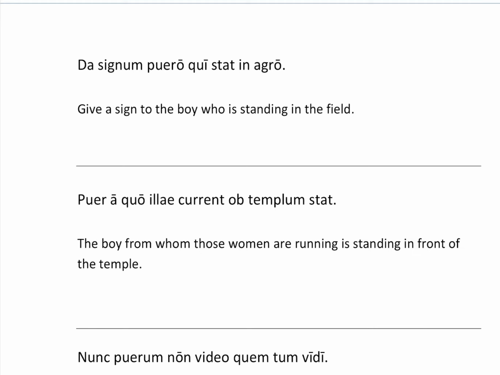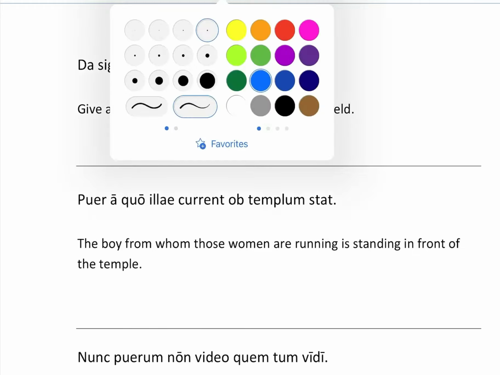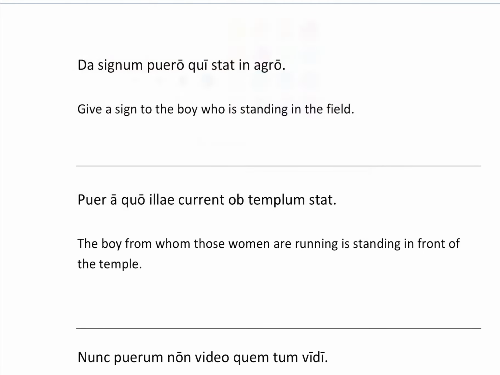Give a sign to the boy who is standing in the field. So, the relative pronoun, let's identify it first. The relative pronoun is qui. Okay? It is qui. And who is it referring to? You can look in the English right away and we see "who."